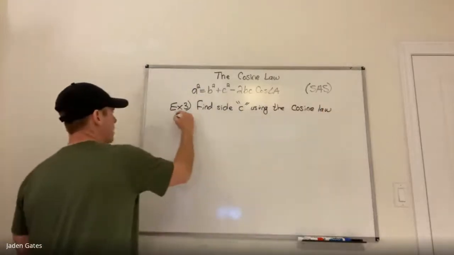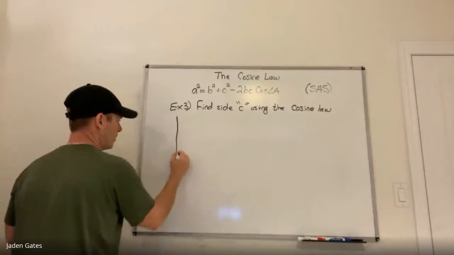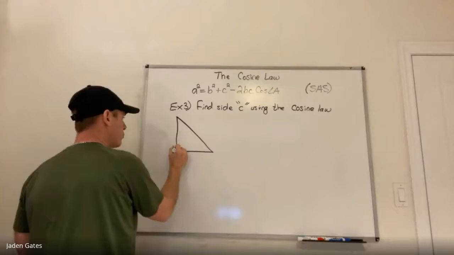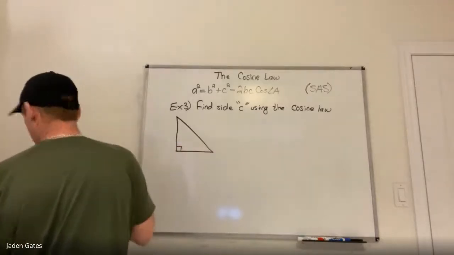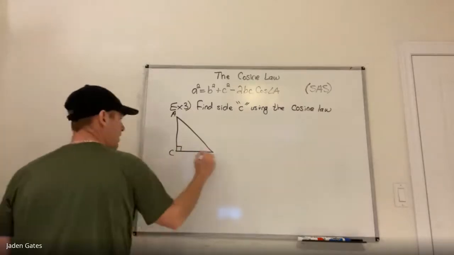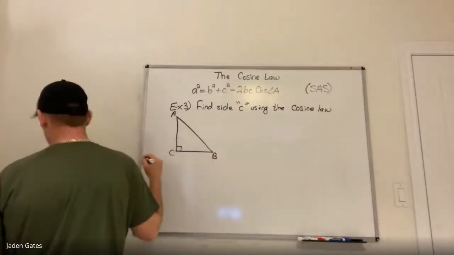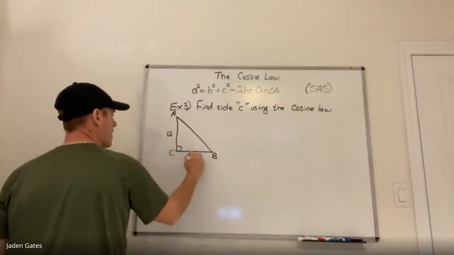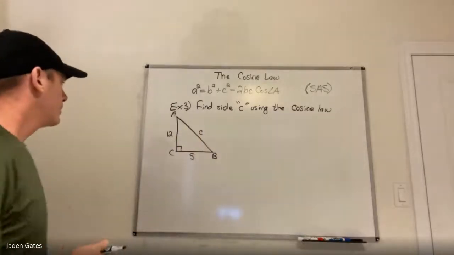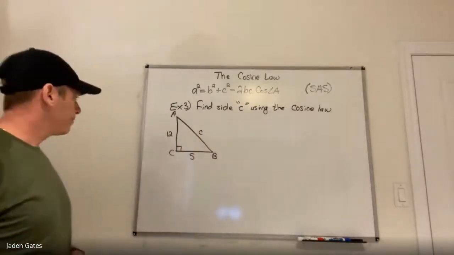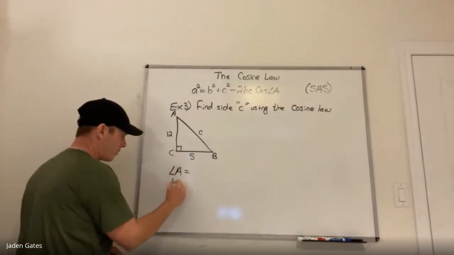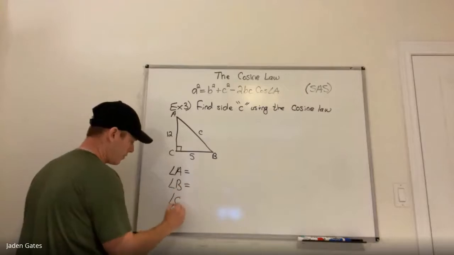All right, so here's my triangle. And in fact, I'm going to make it a right triangle. I'm going to call this A, C, B. So I'm labeling my triangle with A's, B's, and C's. I've got a 12 here, a 5 here, and across from angle C would be side C. All right, so there is my triangle. Again, I write down my 3 angles and 3 sides.